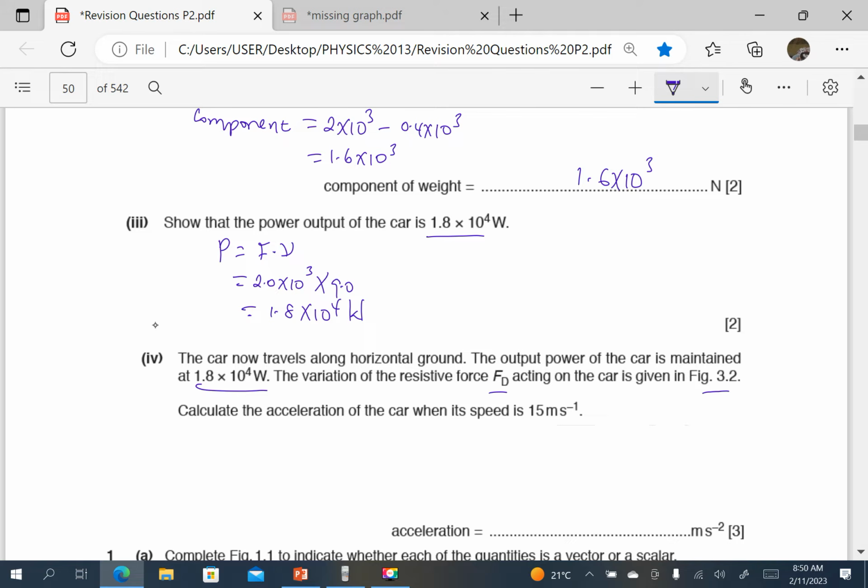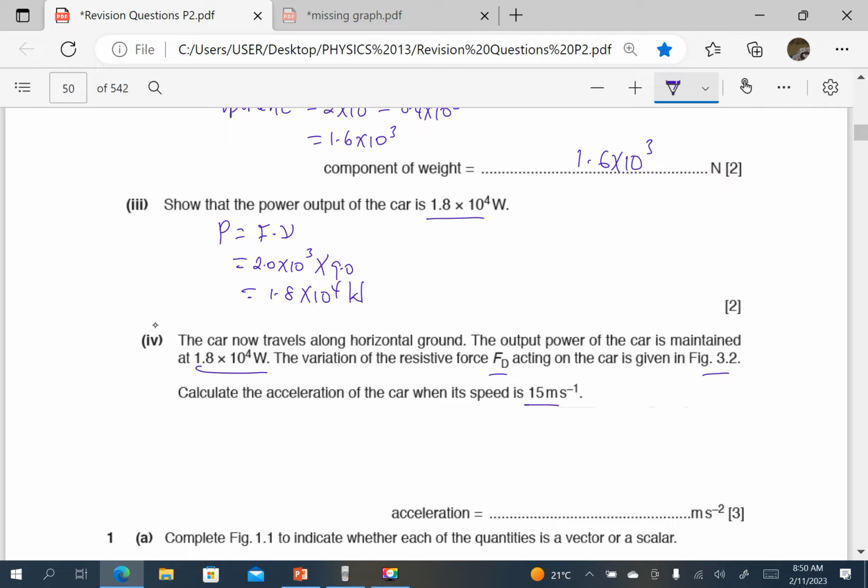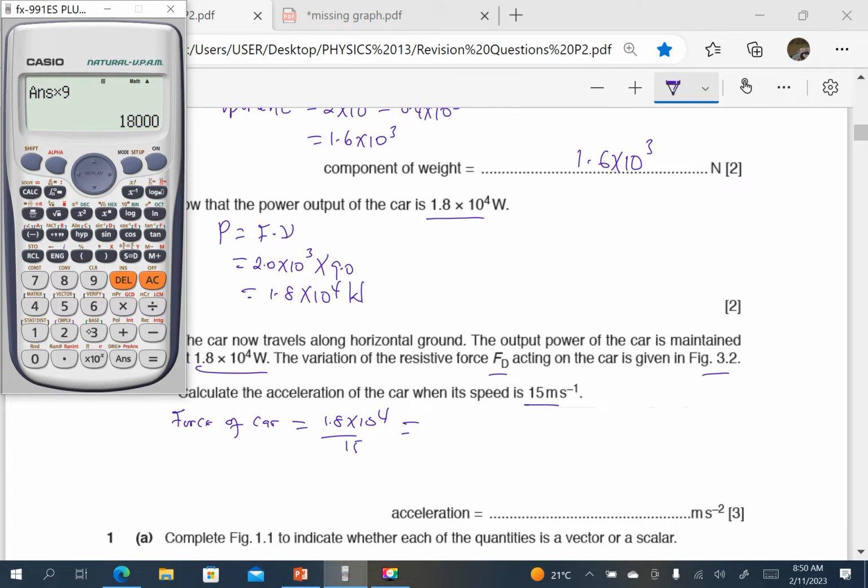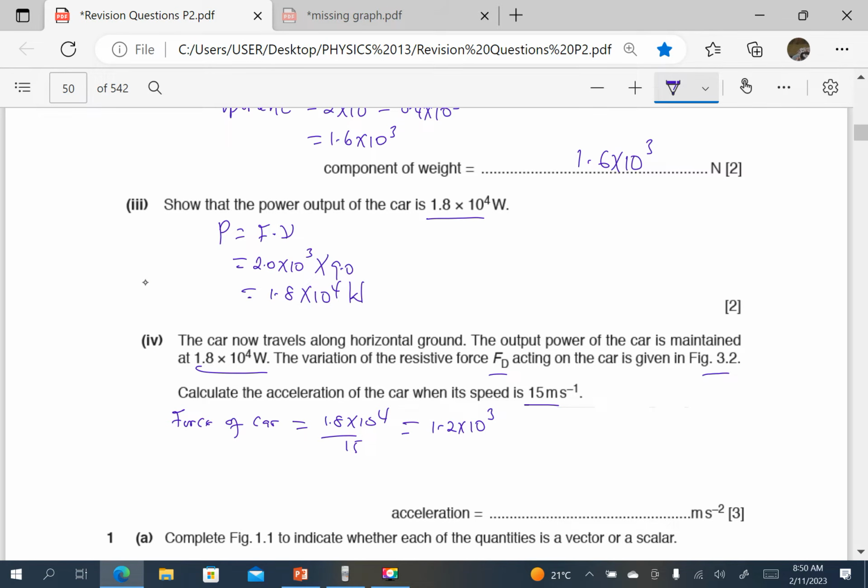Calculate the acceleration of the car when its speed is 15 meters per second. So first of all, the power of the car has remained the same, and secondly, the speed is 15 meters per second. So we can find the driving force of the car. The force of the car at that speed is going to be 1.8 times 10 power 4 divided by 15. So this gives us the driving force. That is 1.2 times 10 power 3 newtons. That is the force of the car.